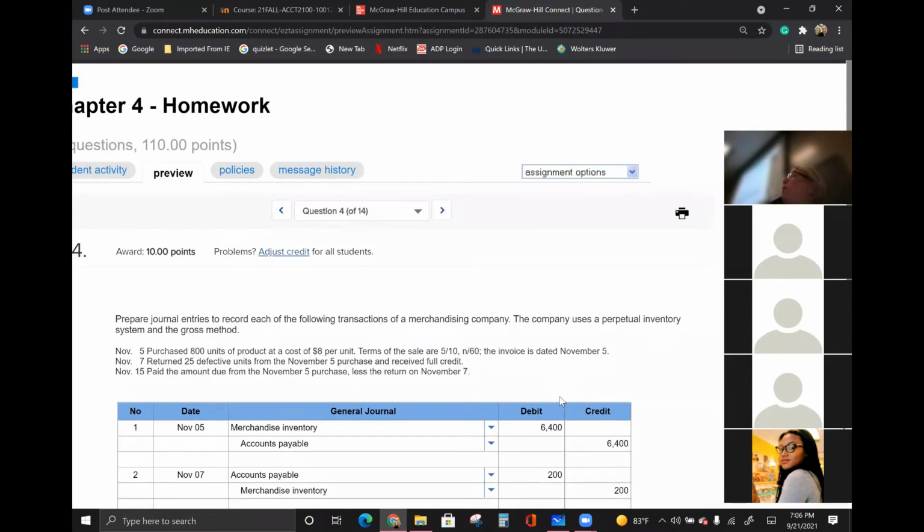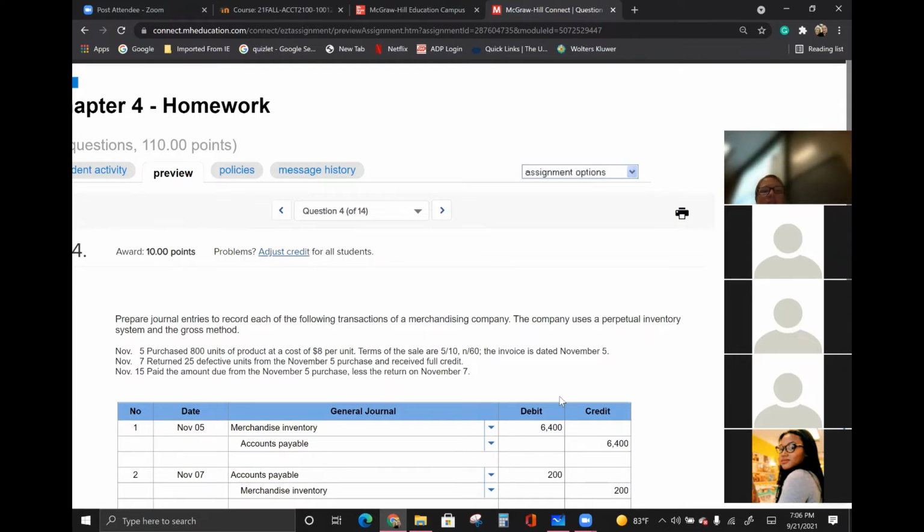So now when I go to pay them, do I owe $6,400 on the books anymore? No. When I run my report and I see that I owe XYZ, it's not going to be $6,400 anymore. It's going to be $6,200. Okay, because I put that $200 in the system as a credit.